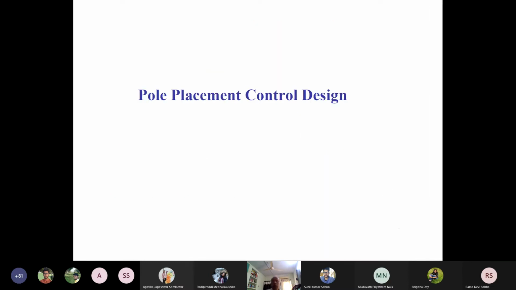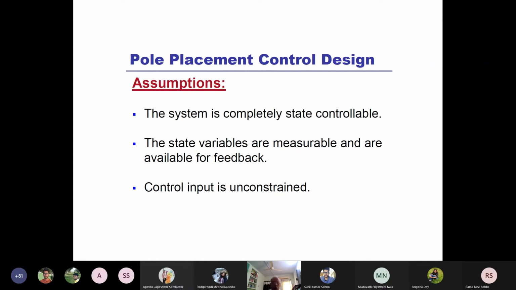Now I'll come to the pole placement controller design. The assumptions here for pole placement control design are: the system will be completely state controllable. State variables are measurable and are available for feedback, because we are using u = -Kx. So x is the state variables, so x has to be available to us. That means x has to be measurable and available for feedback. And the last one is the control input is unconstrained, because this is basically a pole placement control problem.